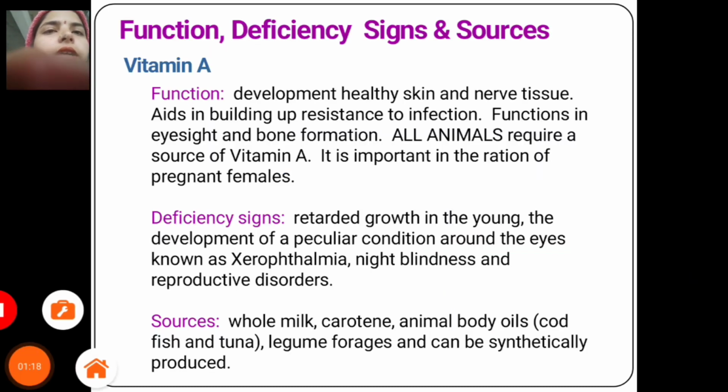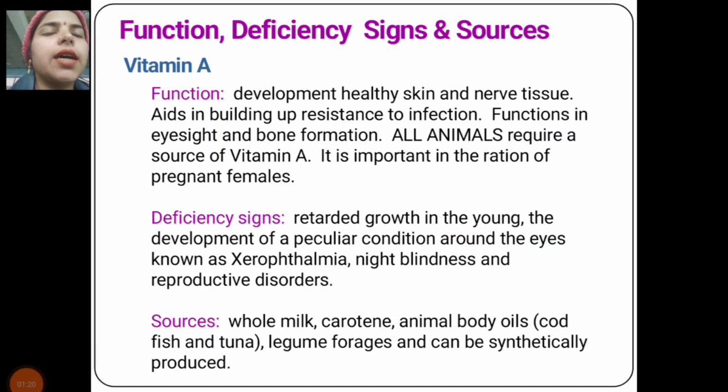Next are the function, deficiency signs and sources. First is vitamin A. Function: development, healthy skin and nerve tissue, aids in building up resistance to infection, and functions in eyesight and bone formation. All animals require a source of vitamin A. It is important in the ration of pregnant females.